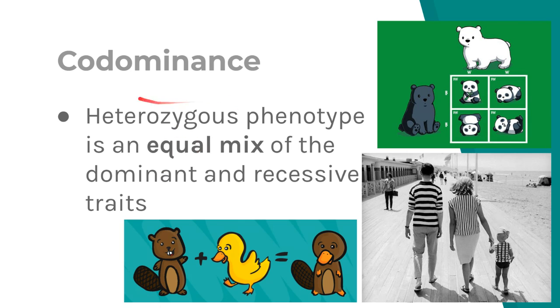And again, heterozygous would be like big A, little a, where you have one dominant allele and one recessive allele. And phenotype is the physical appearance of an organism.